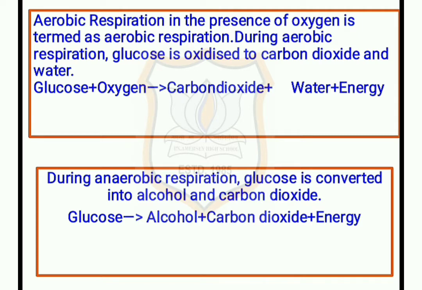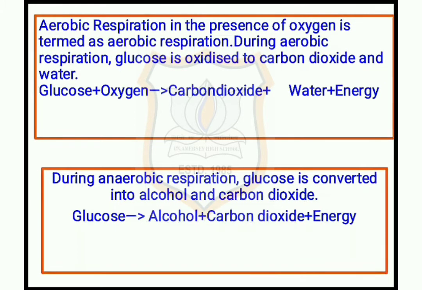During aerobic respiration, glucose is oxidized to carbon dioxide and water. Glucose plus oxygen gives the products carbon dioxide plus water plus energy. During anaerobic respiration, glucose is converted into alcohol and carbon dioxide.